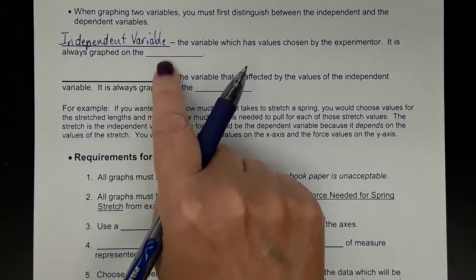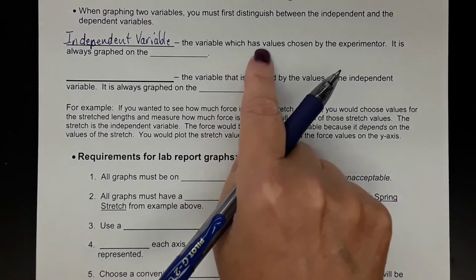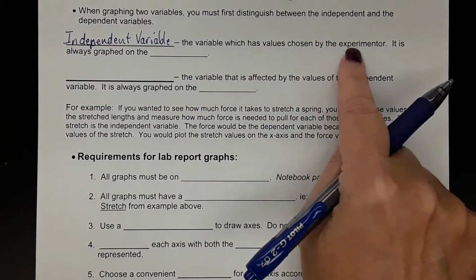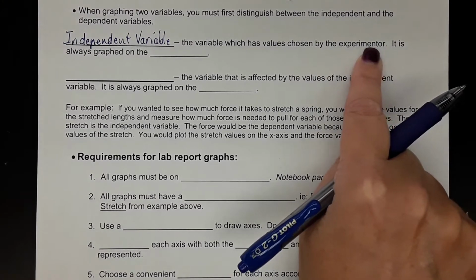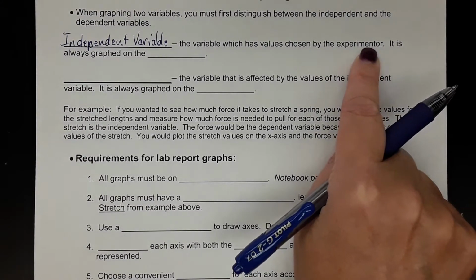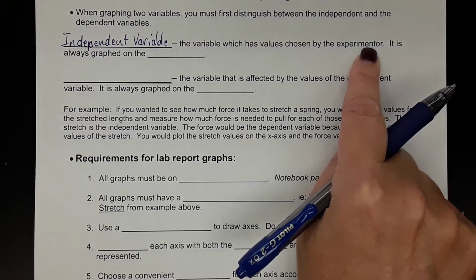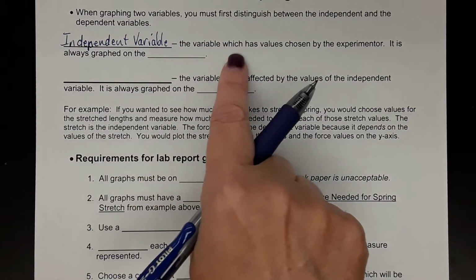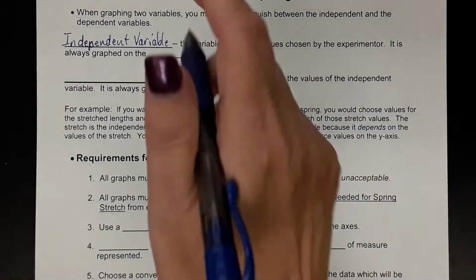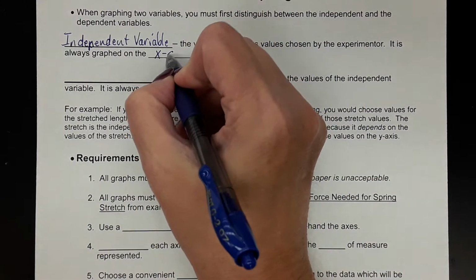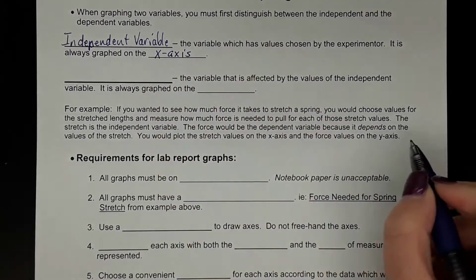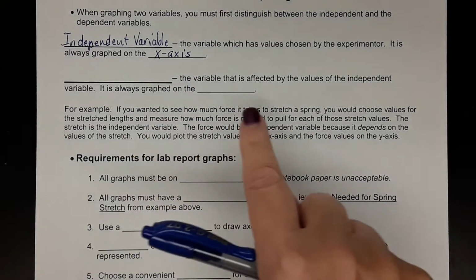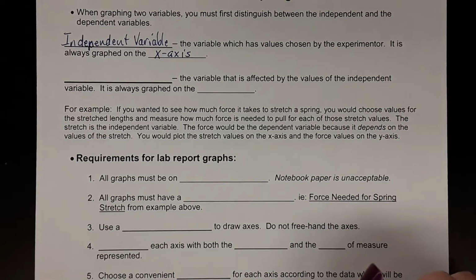The independent variable in an experiment is the variable that has values which are chosen by the experimenter to be certain values. For example, you might choose an amount of force to push an object, 5, 10, 15, 20, 25 newtons. You're choosing the amount of force. The independent variable for which you've chosen the values is always plotted on the x-axis of the graph, okay? So the ones you choose go along the bottom of the graph.